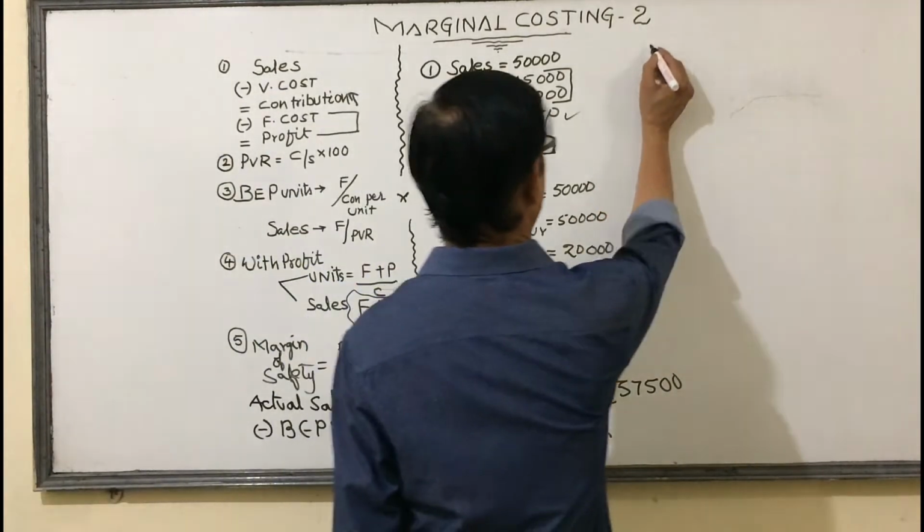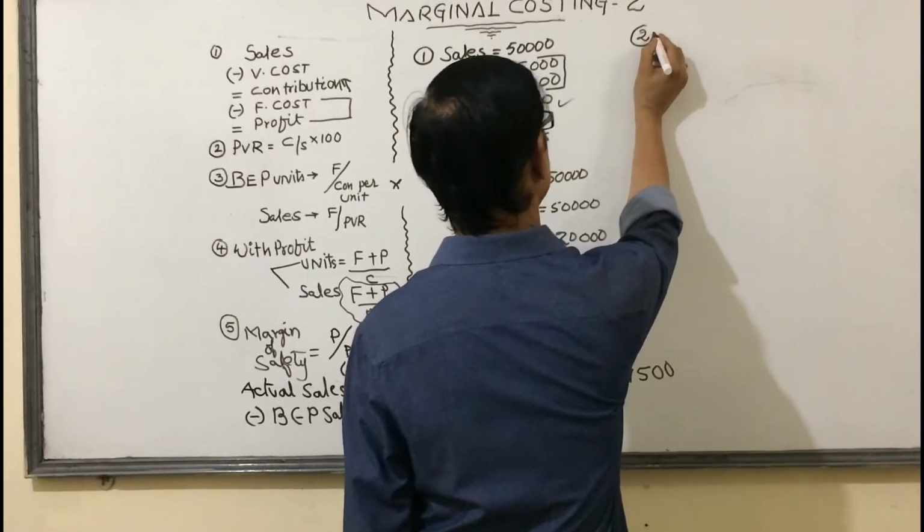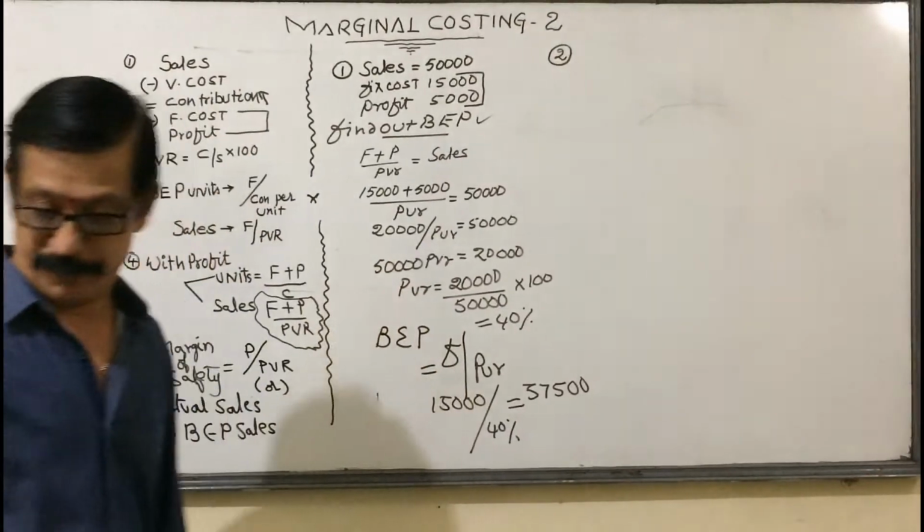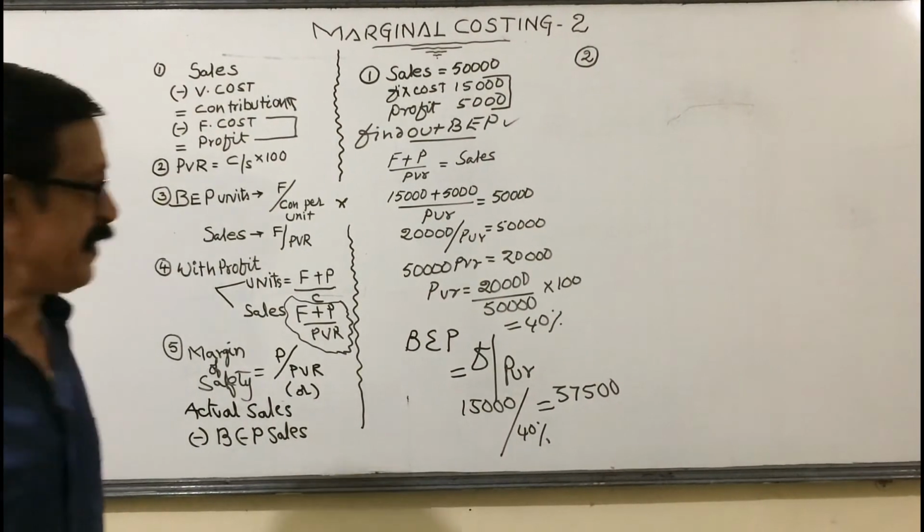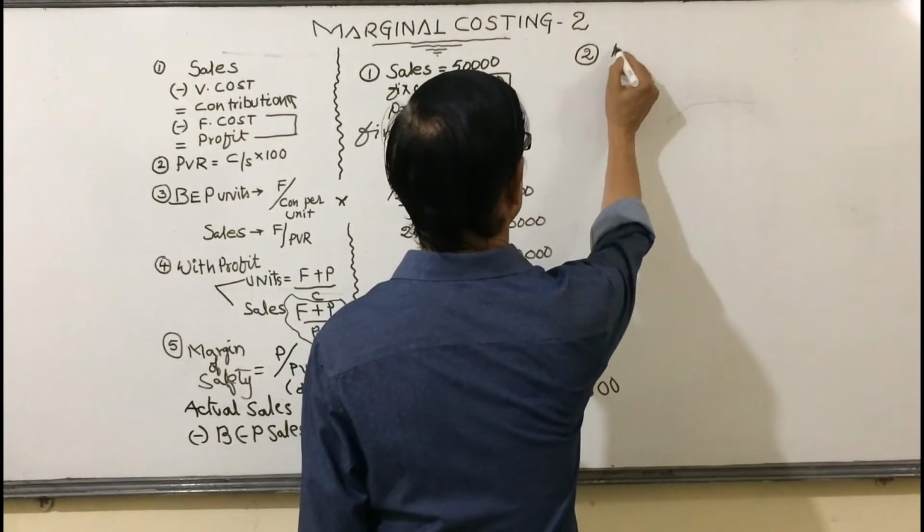Now go through the second problem. Fixed cost is 20,000.